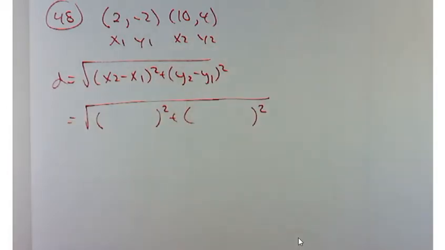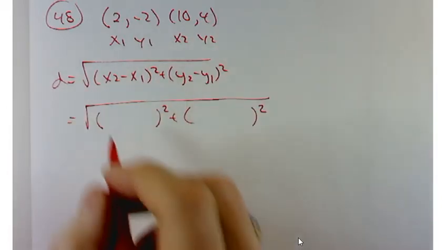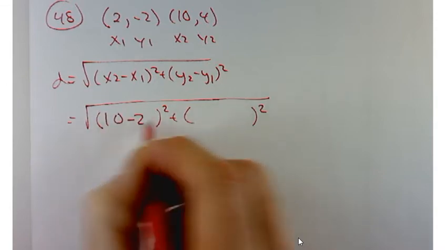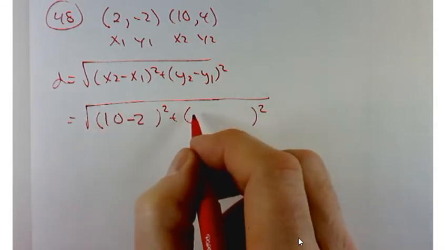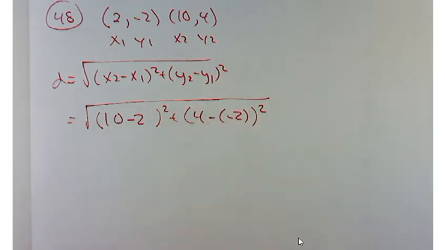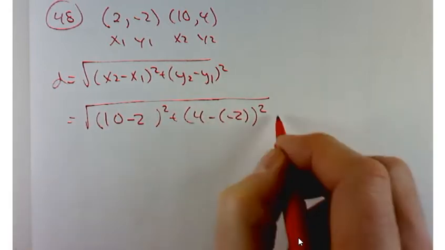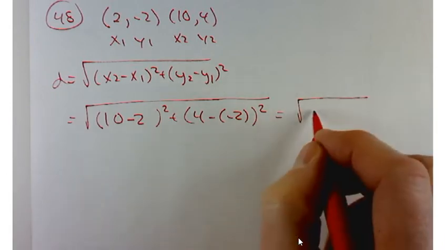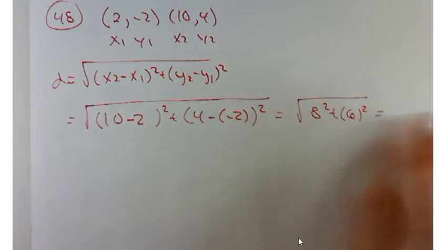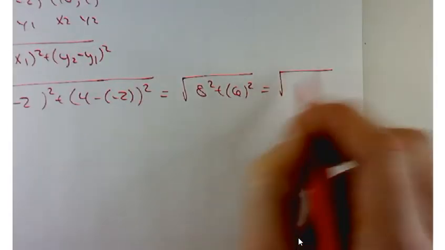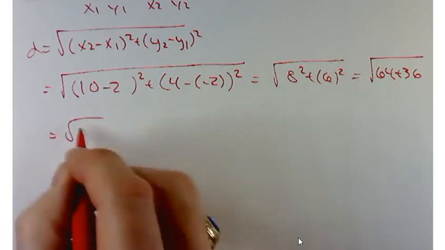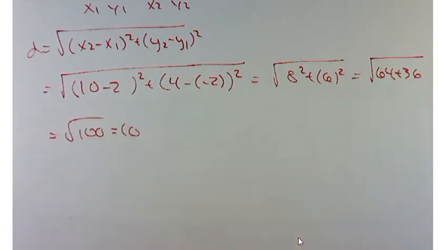Good. 10 minus 2 squared. 4 minus -2 squared. Nicely done. So that's going to simplify to 8 squared plus 6 squared. And like I said, this one works out nice. You get 64 plus 36. Square root of 100 is 10.